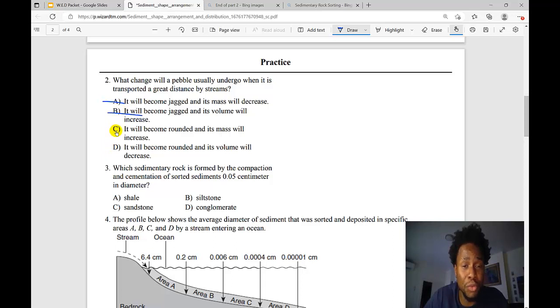So A and B are out. C, it will be rounded and its mass will increase. No, its mass will decrease because it's going to wear out. If it's wearing out, it should be getting a little smaller in size. It should be decreasing in size. So even though the first part is right, the second part seems to be wrong. So option C is out of our way. Option D, it will become rounded and its volume would decrease. There goes our answer. Yeah, definitely the sediment will be more rounded and decrease in size or volume.